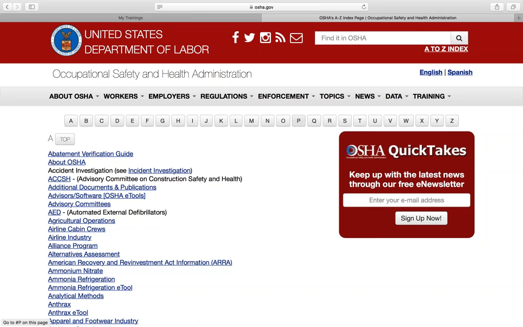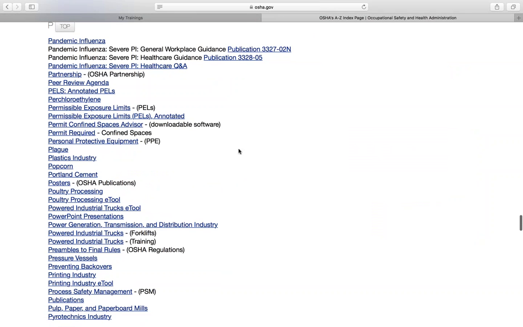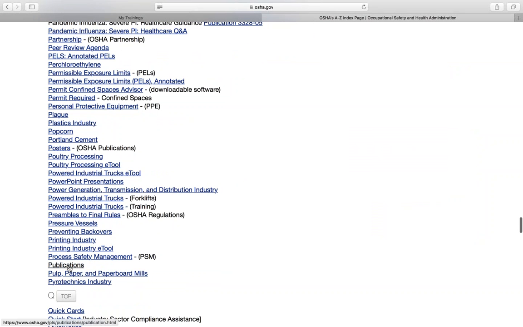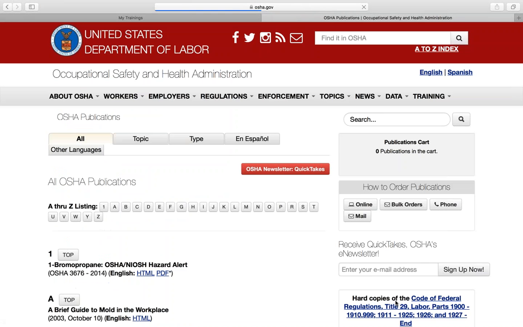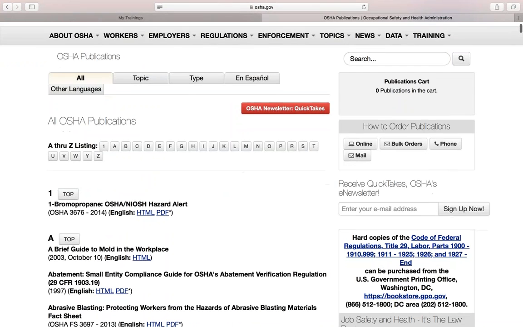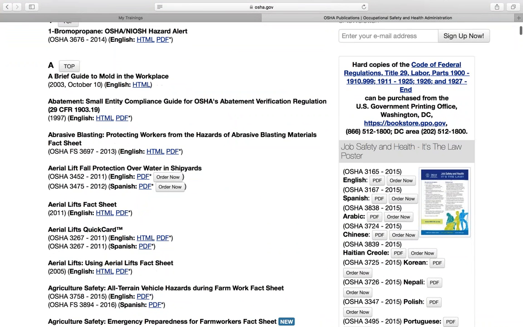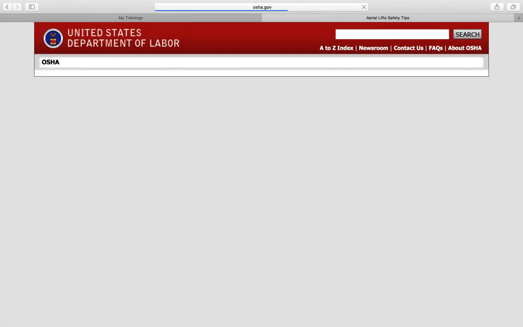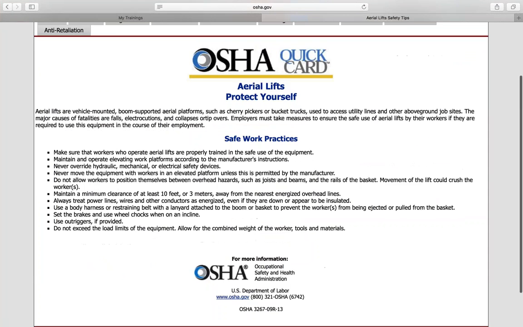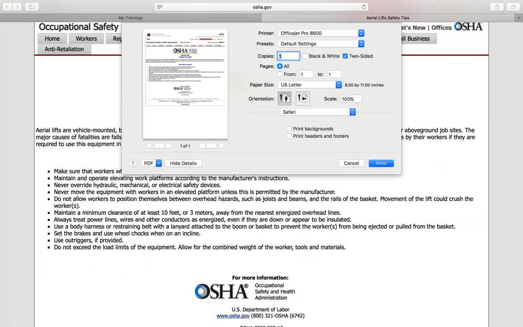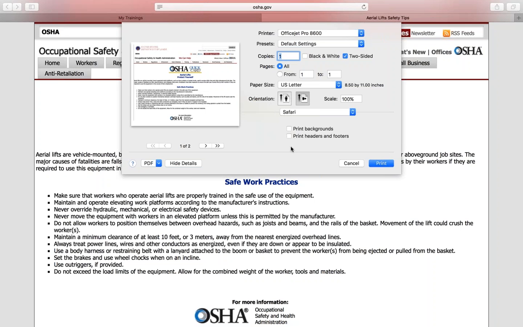Okay, so I'm going here to the P on this menu. For publications, it's going to be the third, the bottom one right here. A lot of times, do any of you out there use fact sheets or quick cards right now? Let me show you an example. They're the best ones to use. Let's say like this aerial lift quick card. This is the HTML. I'm not crazy about the HTML. It prints really poorly. As you can see there, you can see my print menu. It prints kind of crazy and it's small print, okay?